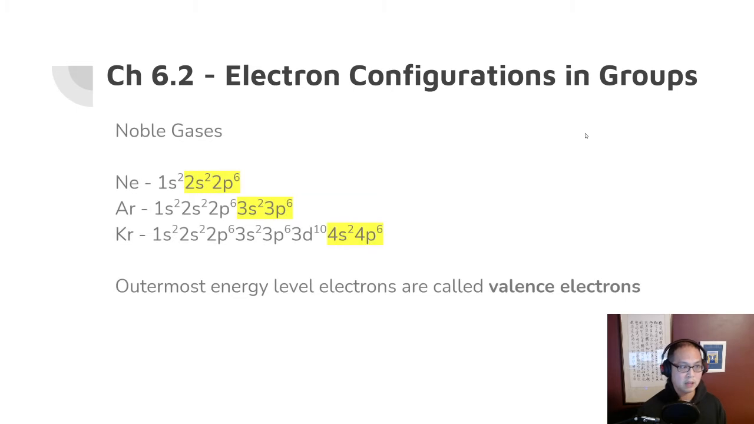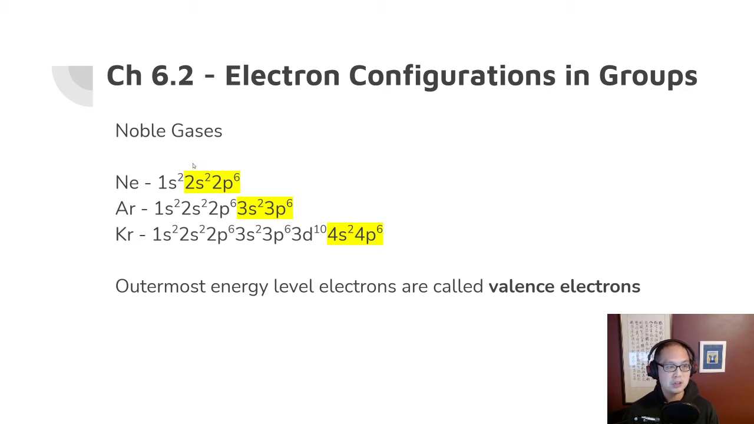Okay. Now, if you take a look at their electron configurations, starting with neon, notice that their outermost shell, their highest energy level, and by highest energy level, I mean the biggest number here. So for neon, it's 2. For argon, it's 3. For krypton, it's 4. Notice what pattern do you see in that outermost energy level?